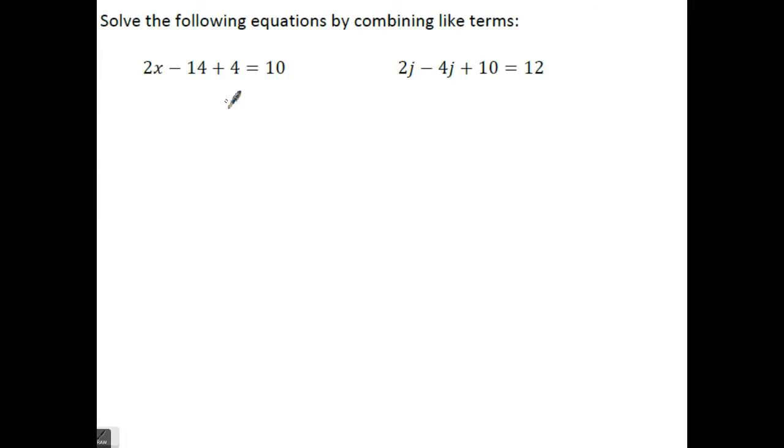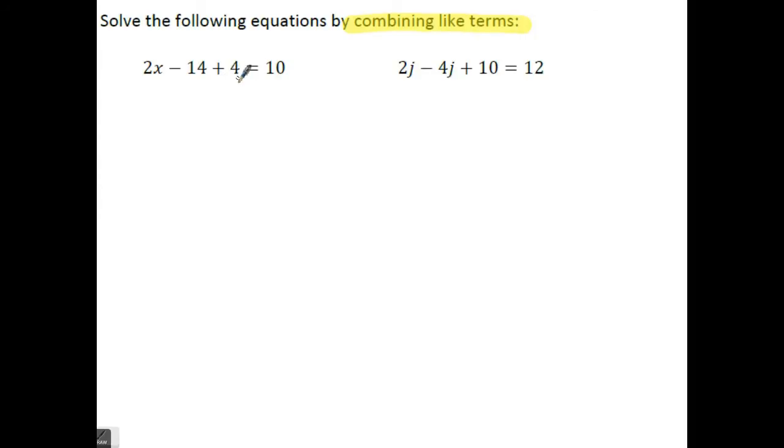All right. Now we're going to do equations by combining like terms. So these equations get a little bit longer, but they can be simplified, so then you can do these two-step operations. So for the first one, we have 2x minus 14 plus 4.